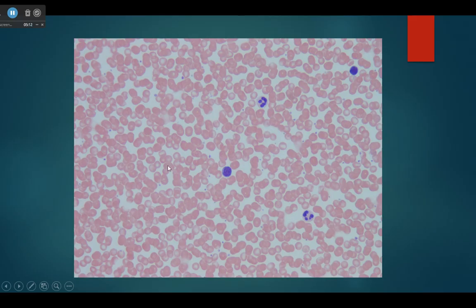Here again, red blood cells. We have our platelets, the little dots. And then this one is almost the same size as this one. He has a very big nucleus, a little halo of cytoplasm. That is a lymphocyte. This one and this one, these are neutrophils.